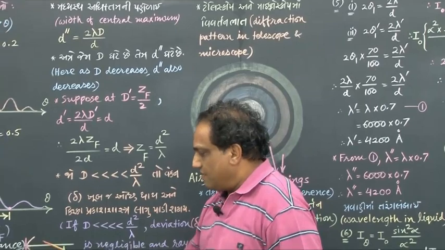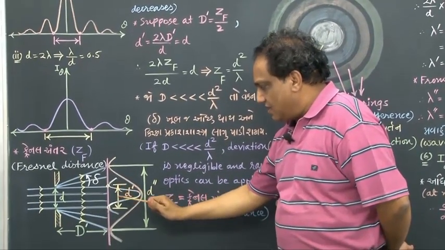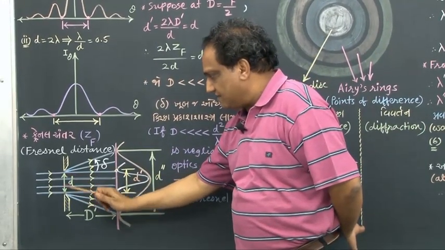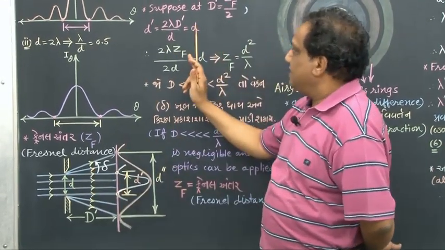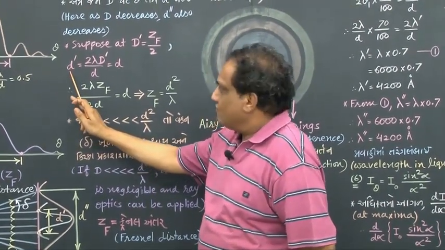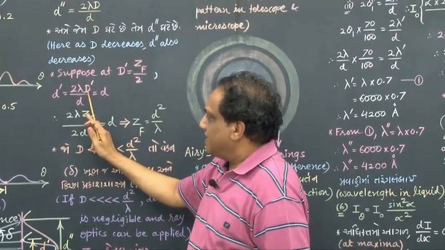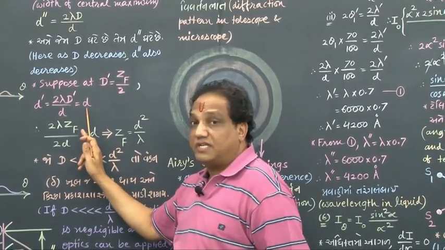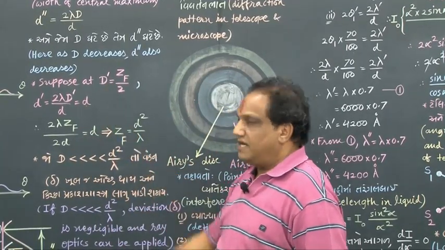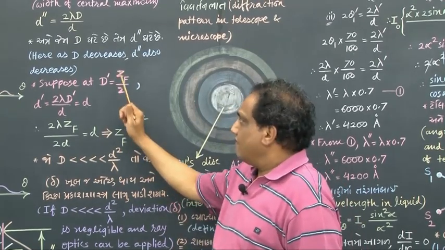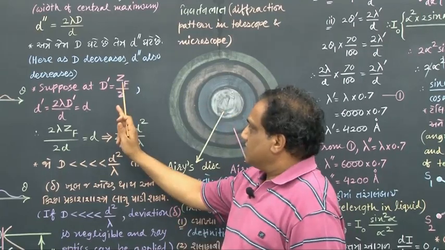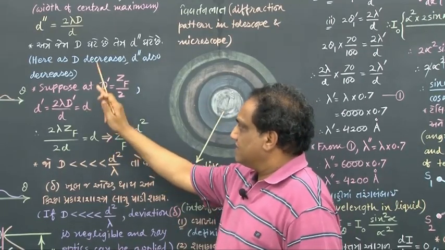Fine. But tell me, from the diagram, that this new width of the central maximum has just become equal to the width of the slit, and the width of the slit is how much? Small d. Correct? So this is the new width of the central maximum, and from this formula, instead of D you just write D dash, and this is the width of the slit. Now tell me, how much is capital D dash? We have taken it as half of the Fresnel distance. So just put this value of D dash in this formula.